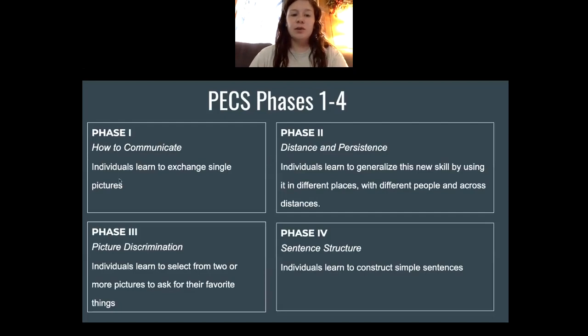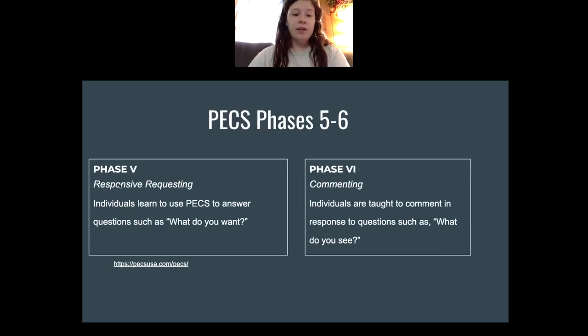First, the individual will just exchange one picture. Then they will move to exchanging that one picture across people and across distances. Third, they will be able to discriminate between 2 pictures to determine which they are trying to achieve. Fourth, they will begin to construct simple sentences using I want and the item. As we move into phase 5, the individual will be able to respond to questions such as what do you want? And the final phase is phase 6, where the learner will be able to comment on things they see. I see a bird. I see other things. And all of these phases can be found on the PECS website as noted here.